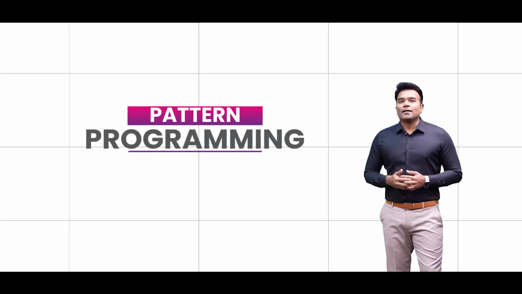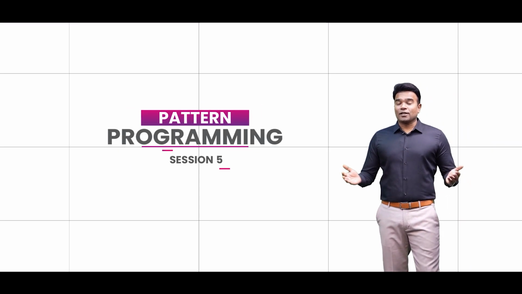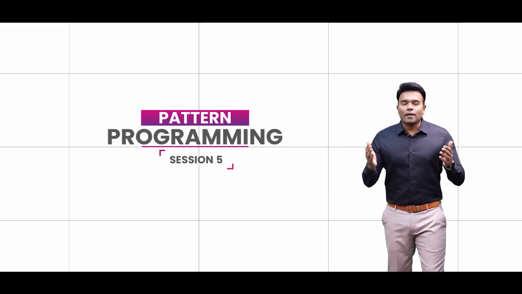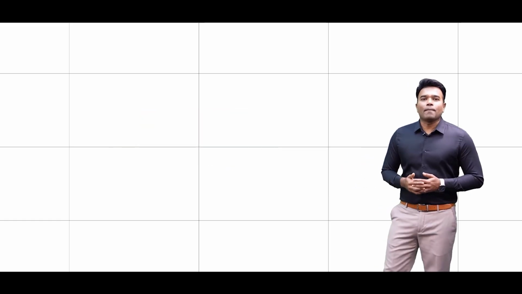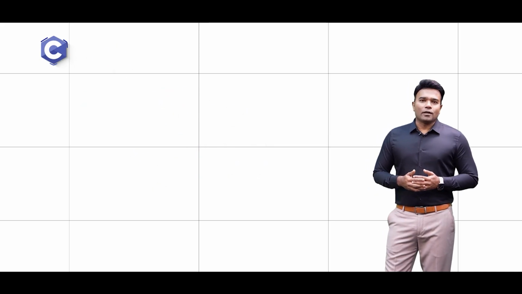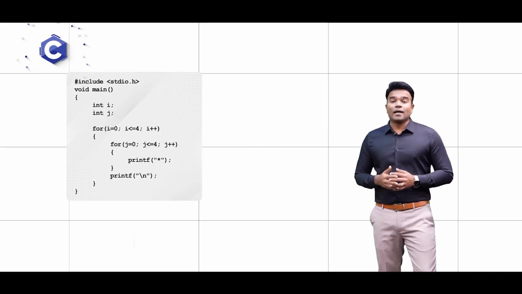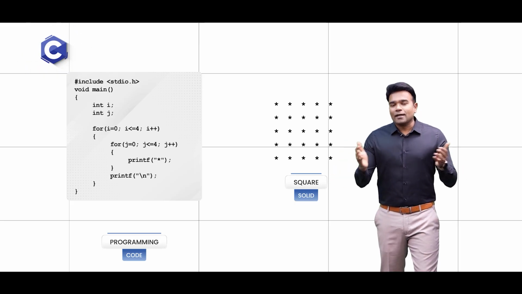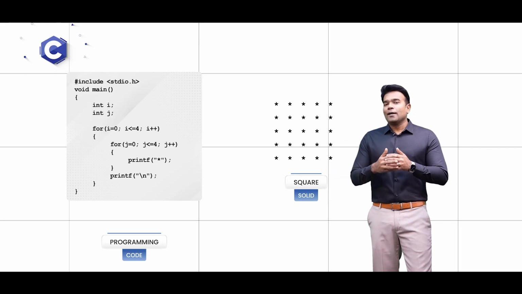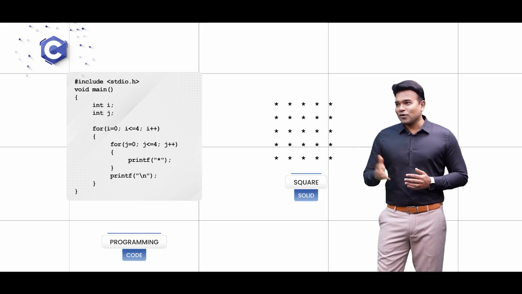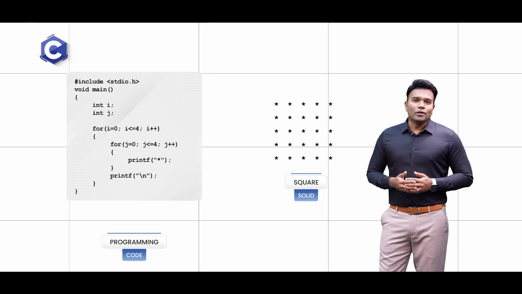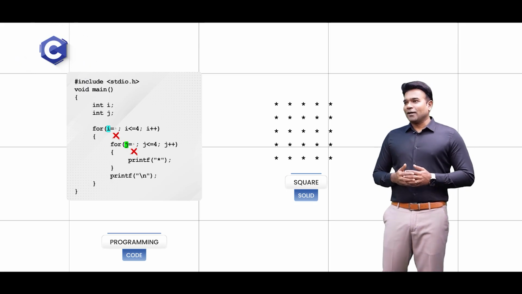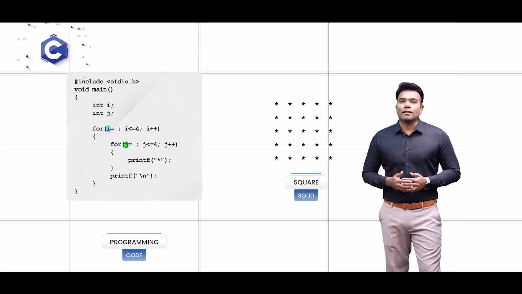Hello and welcome to this session, and in this session we shall continue our understanding of programming through pattern programming. In my previous session you had understood that this program had indeed given us a square of 5 stars. But in my previous session I had not yet communicated to you why my loop index variables i and j should not start with 1 but should rather start with 0.